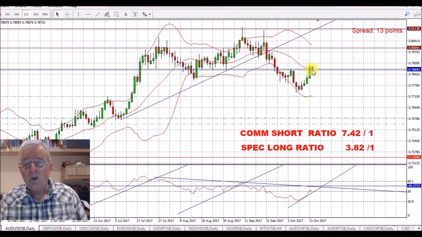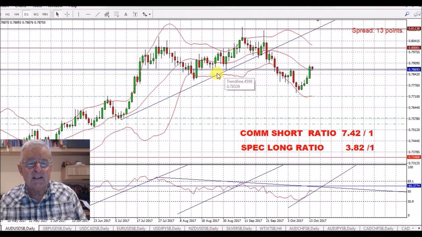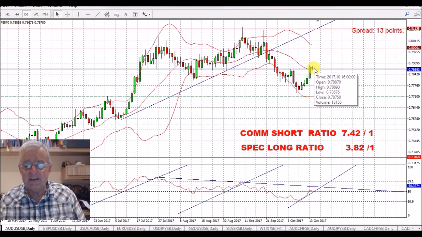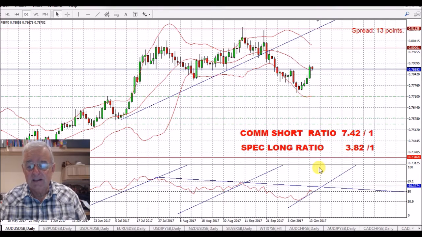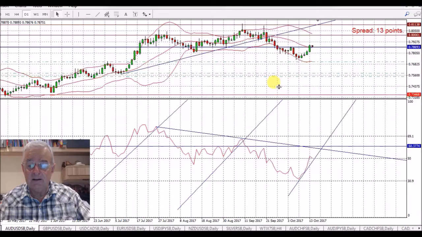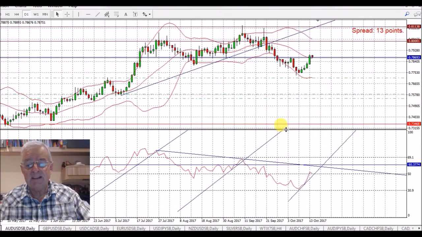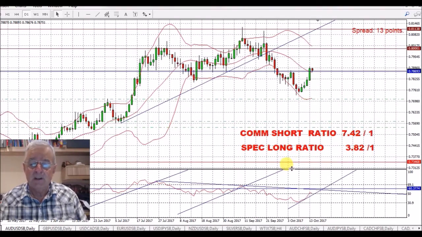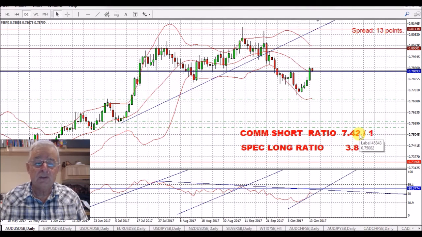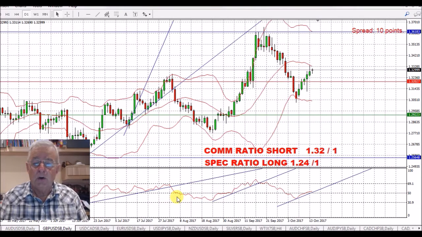So we've sort of stalled at what is basically a resistance level just here, and we've got a small red candle for today, nothing really to write home about. We've got a little bit of a crook come up on the RSI. It hasn't cut our trend line. We have a commercial short ratio of 7.42 to 1. Obviously expecting this to go down, but we'll see how long that takes.